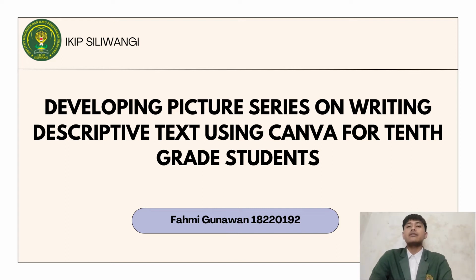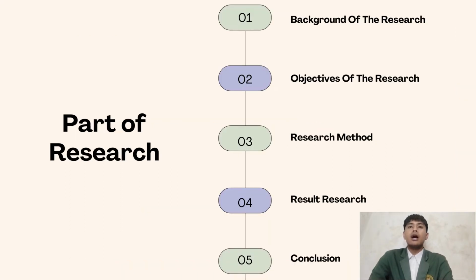So, today I can present the result of my research entitled Developing Picture Series on Writing Descriptive Text using Canva for 10th grade student. As part of the research, this presentation has five parts. The first, background of the research, the second, objective of the research, the third, research method, the fourth, result of the research, and the last, conclusion.